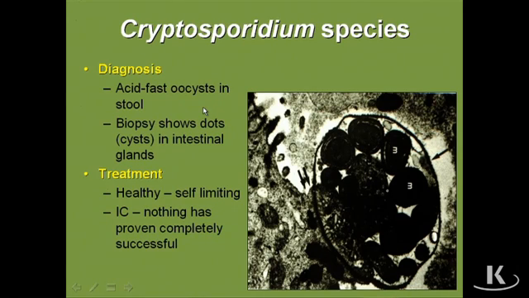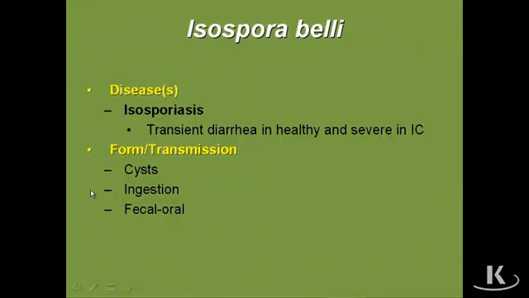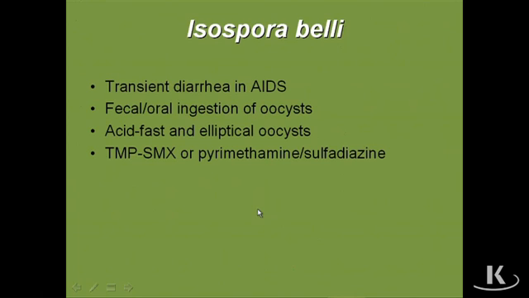Okay. As far as treatment, in a healthy patient, it's usually self-limiting. In immune-compromised patients, though, this is very difficult to eradicate, very difficult to treat. Okay? Now, we've talked about Cryptosporidium. Cyclospora cayetanensis is another parasitic agent that causes persistent watery diarrhea in AIDS patients. Again, fecal-oral transmission. Again, acid-fast oocysts. All right, so now, don't panic.